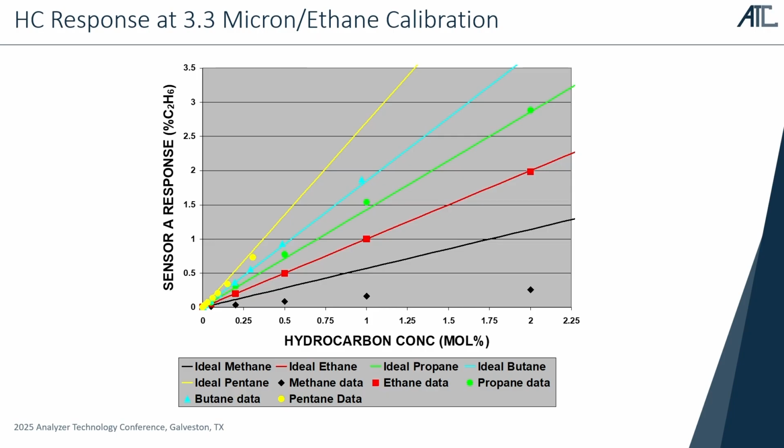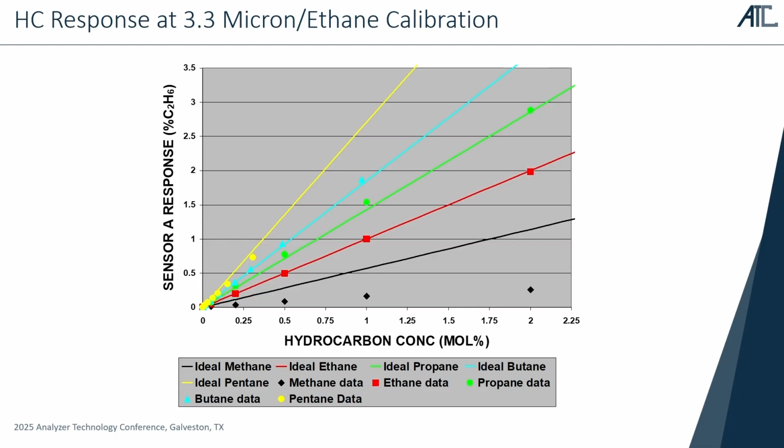So in a refinery situation, we could have typically heavier hydrocarbons coming through, so we might want to do something as a methane or even propane equivalent, whereas in a natural gas plant where some of the slip might be methane, we would want to do a methane equivalent. And you can see here, this particular graph was calibrated with an ethane calibration for a hydrocarbon response at 3.3 microns. And you can see the ideal versus the actual measured using ethane as the cal gas.